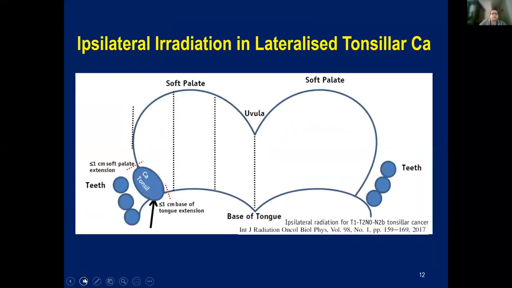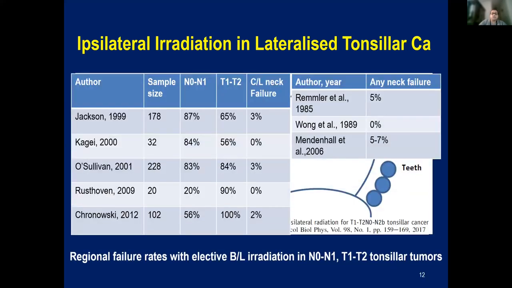And so typically a lesion would be somewhere like this. You would have it lying in the tonsillar fossa with less than 1 centimeter extension into the soft palate, no involvement or less than 1 centimeter involvement of the base tongue. And these patients would be candidates for unilateral radiation only. And this has stood the test of time.